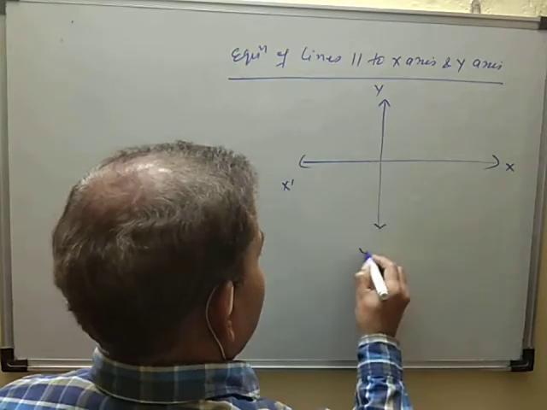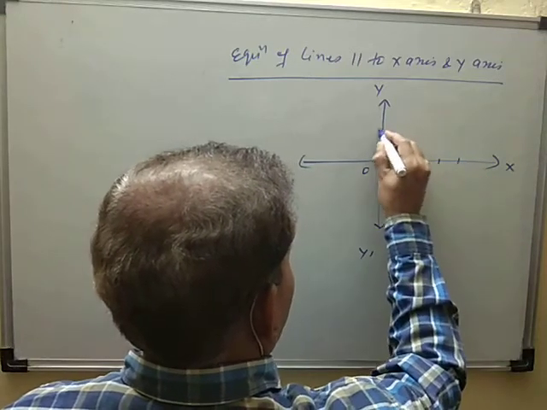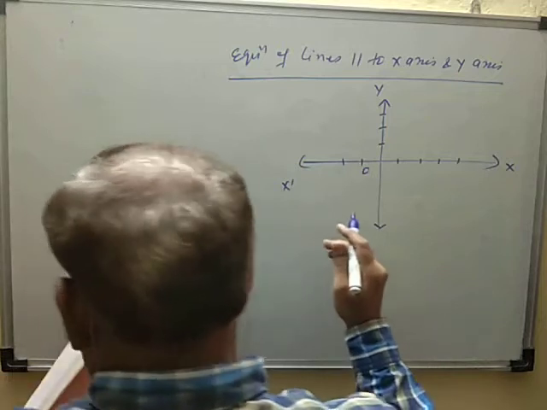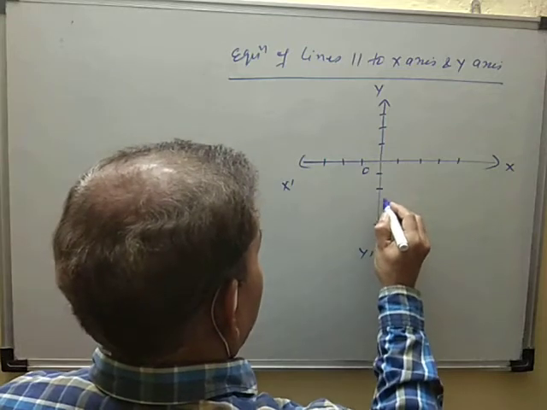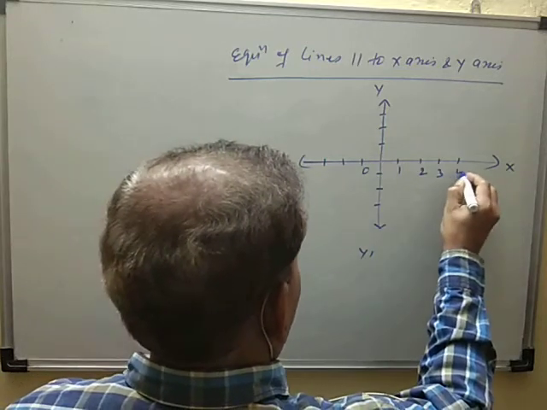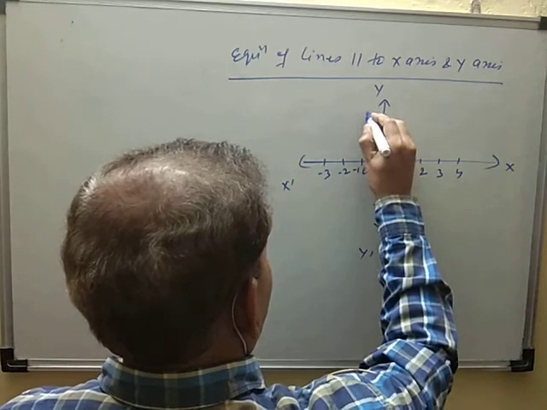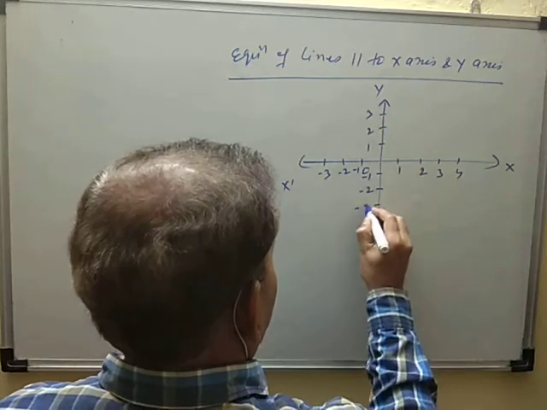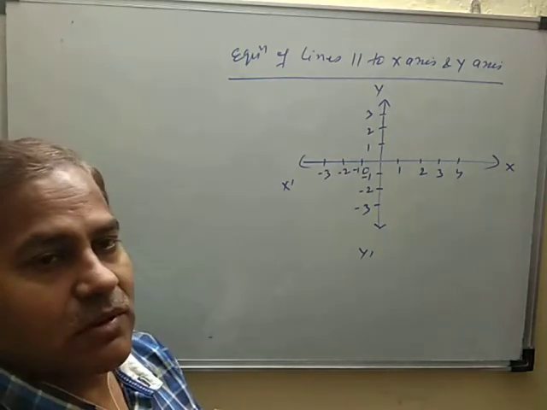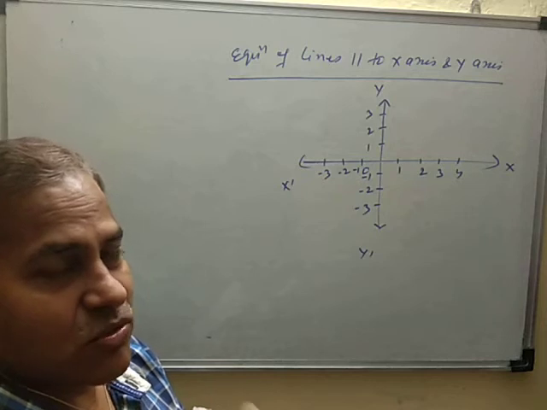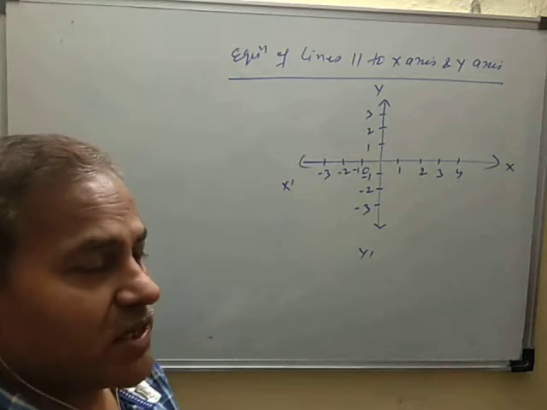X dash, y dash, origin, 1 2 3 4, 1 2 3, minus 1, minus 2, minus 3, 1 2 3 4, minus 1, minus 2, minus 3, 1 2 3, minus 1, minus 2, minus 3. This is the axis. Now draw a line which is parallel to x-axis and draw also a line parallel to y-axis.